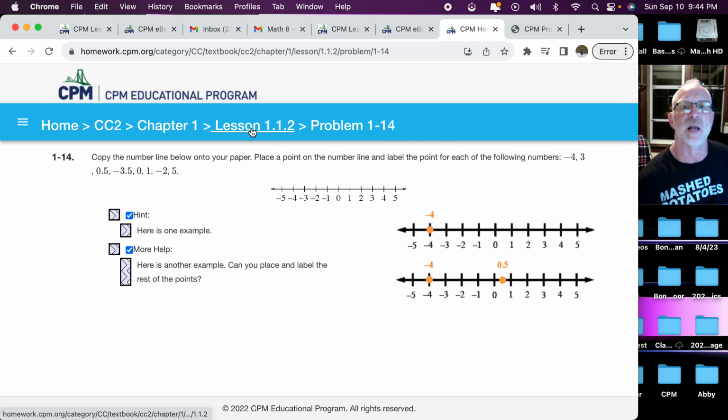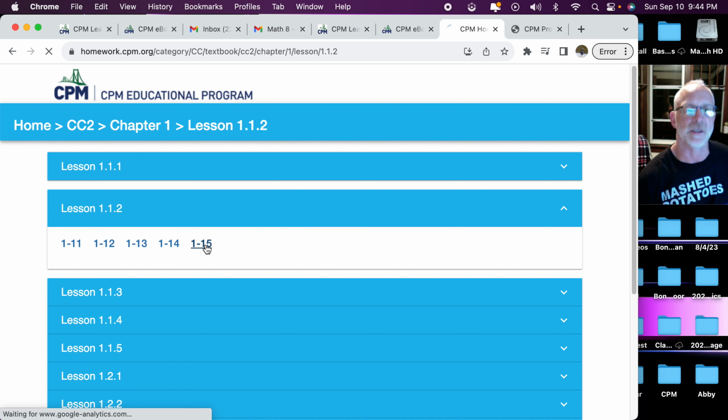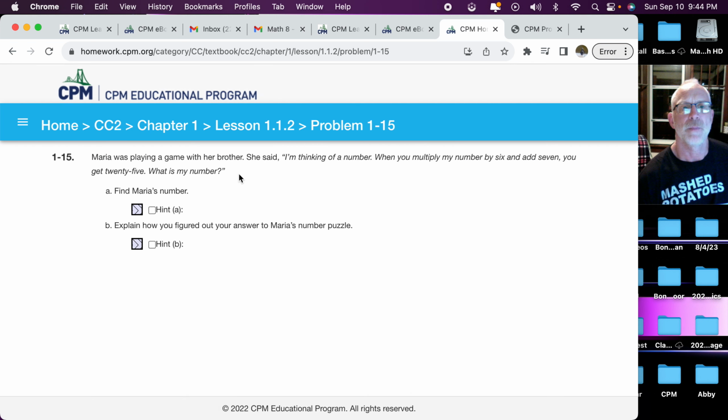And then the last problem for your homework help is 115. Maria was playing a game with her brother. She said, I'm thinking of a number. When you multiply my number by 6 and add 7, you get 25. What's Maria's number? Find Maria's number.